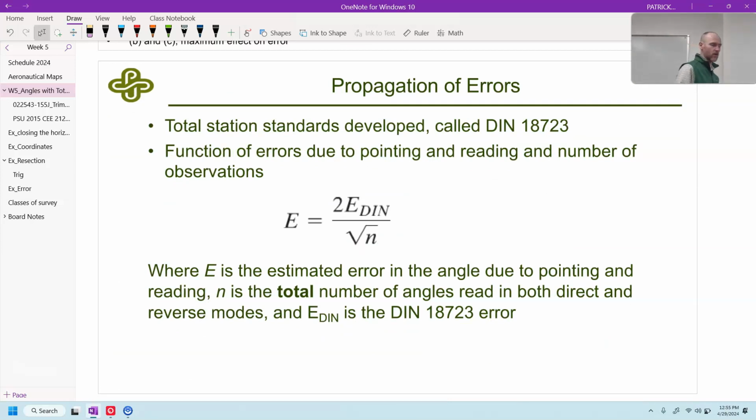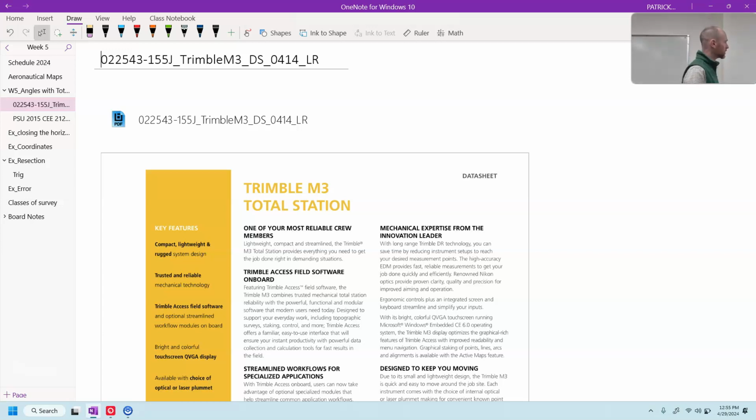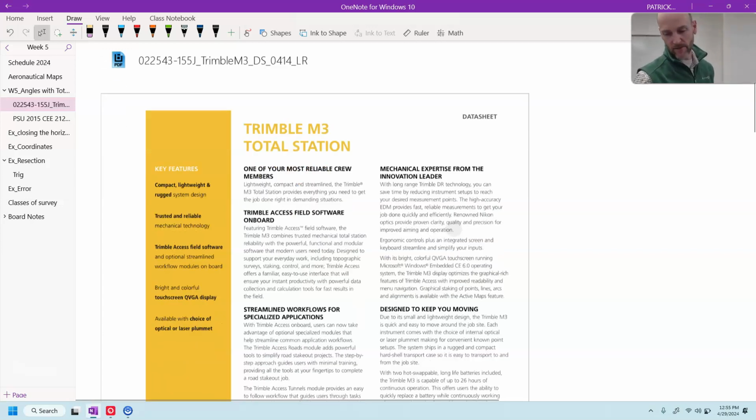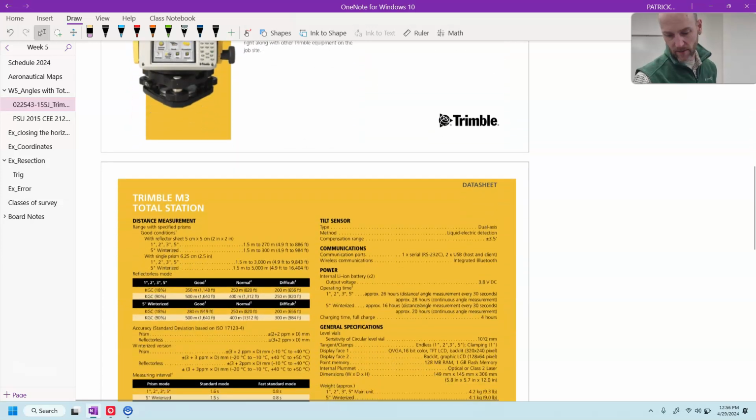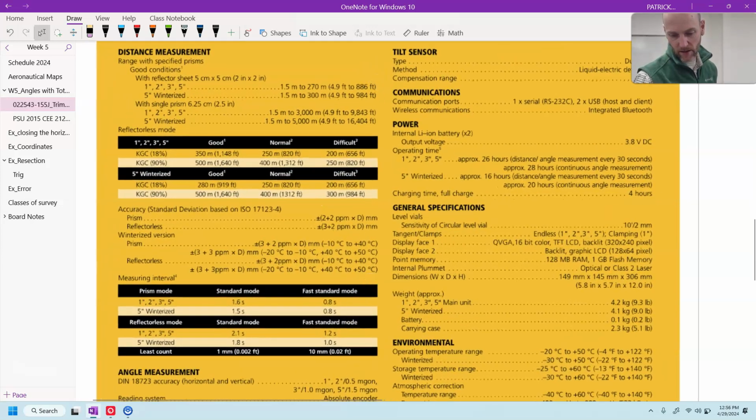If we want to quantify error in our angular measurements, like the horizontal angle measurements, our total stations typically have a spec sheet that comes with them. So you look up the spec sheet for your total station, and you can see, depending on what mode you're working in, the potential angular error that you have.